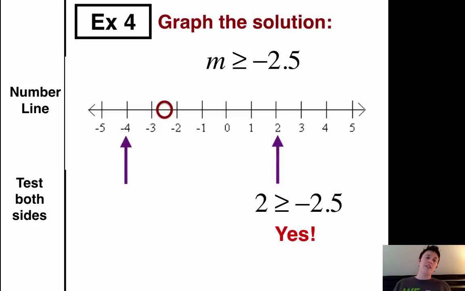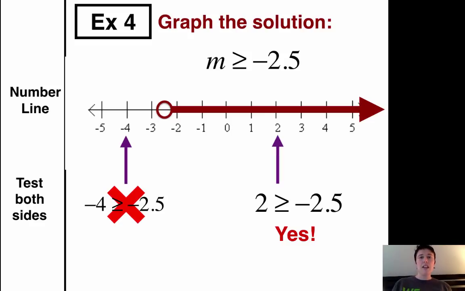Now test the left-hand side. Pick negative 4, for instance. Is negative 4 greater than negative 2.5? No, negative 4 is not greater than negative 2.5. That side fails. So we're going to shade with our pencil to the right because that was the side that passed. And we'll make a big arrow on the end of the number line because it's going to keep going to the right. And we'll shade it real nice. Maybe some people like to use highlighters also. Like, you can use whatever tool you have to kind of show that that's the solution.